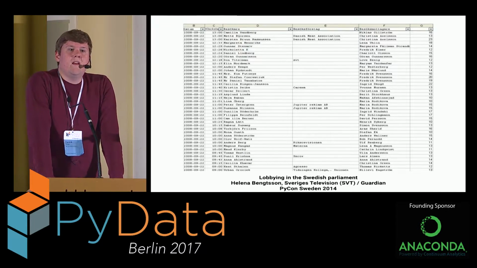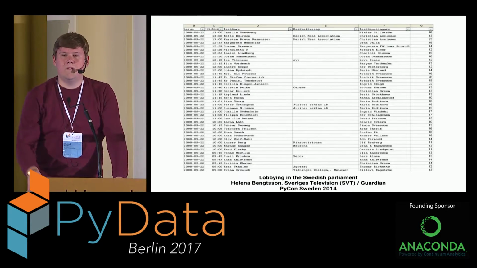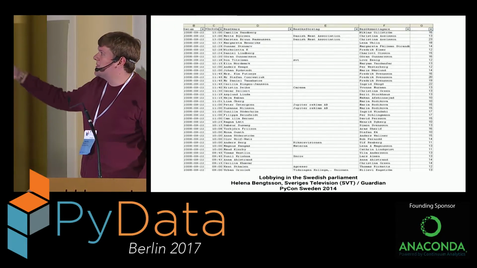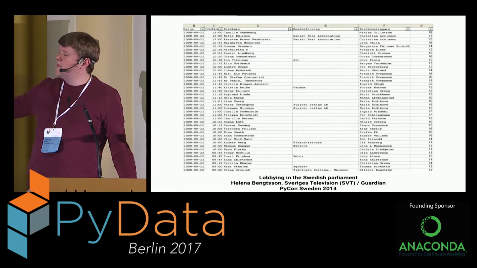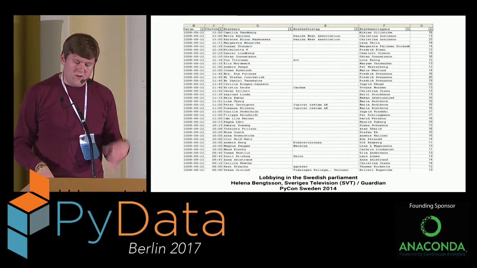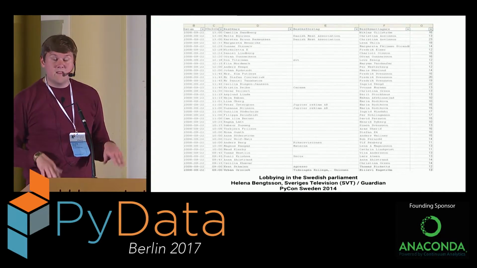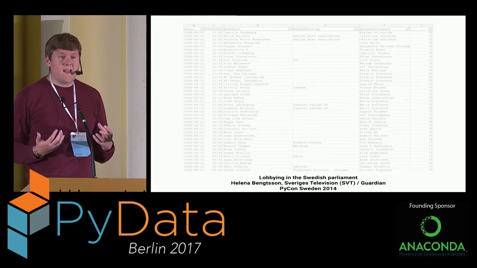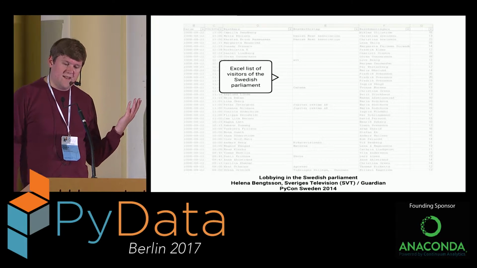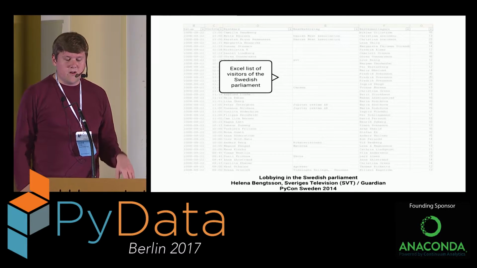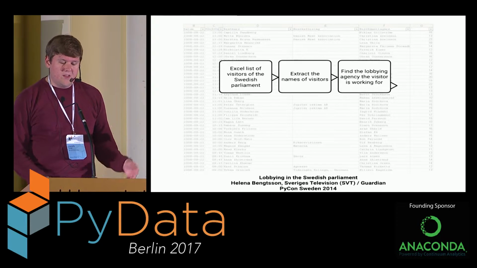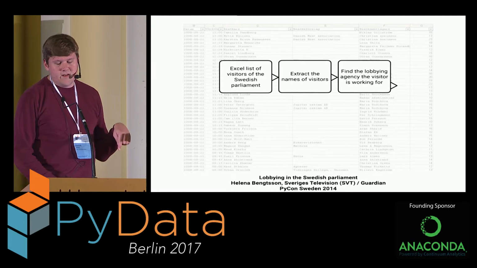And she really just naively asked the people in the parliament, basically the people at the front desk, if she could get the list of visitors. And they gave it to her, and this is actually the list. So you see who was visiting, and you can also see who they're visiting, but you don't know who they're lobbying for. It's just their first names. So she made this very, very simple program, but she has this nice hacker attitude, and she just combined it in a very nice way, where she basically took this Excel list of visitors of the Swedish parliament, and she extracted the names of the visitors, and then she found the lobbying agency the visitor is working for.